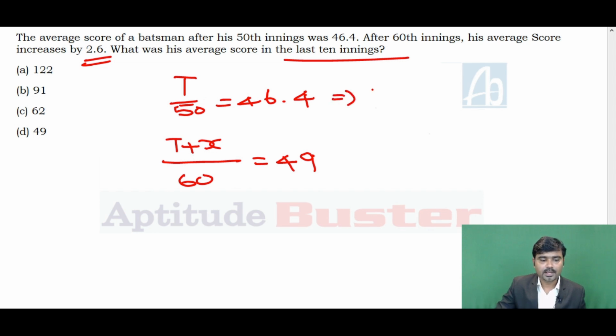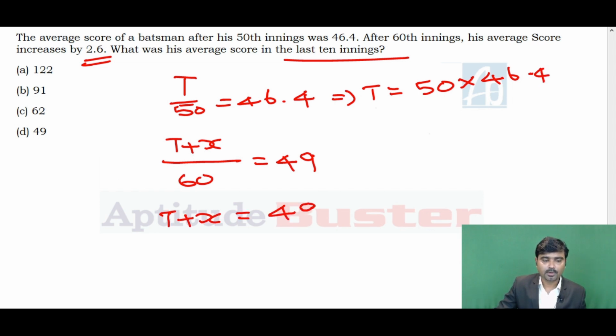What's the T value? T is equal to 50 into 46.4. Next, what's T plus X? T plus X is equal to 49 into 60. I'll tell you the easiest method to find the answer, but it is difficult to understand the logic behind the question. That's why I'm solving using this method. Okay, how can you multiply this? It's very simple.